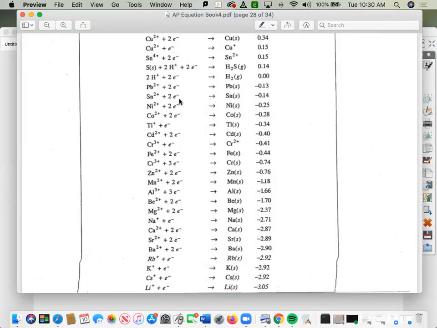Do you notice that tin is higher than iron? That means it's easier to reduce tin, negative 0.14, than it is iron, negative 0.44. Those are what are called electron volts. So the fact that tin is higher means that tin will be reduced. If iron isn't reduced, it's oxidized.